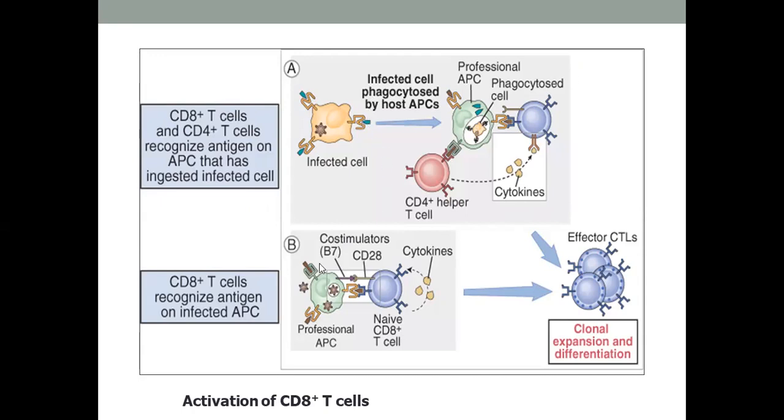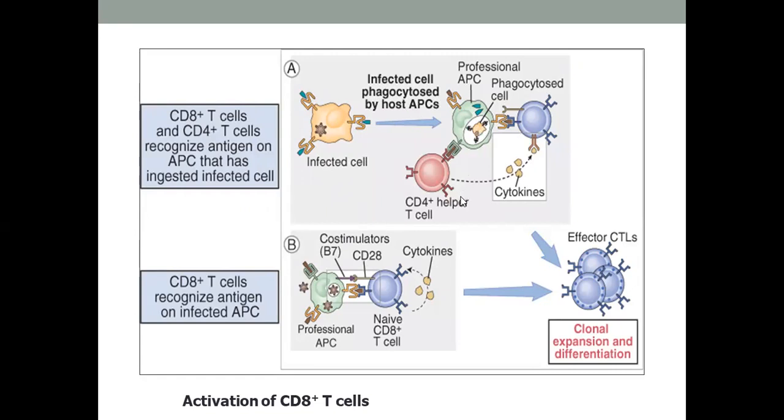This is a similar thing which we have already done. It's showing in the CD4 cells. Now here you can see the infected cells phagocytized by the host APC, that is, the macrophages and other WBCs. They represent the antigen after the breakdown, and they become the antigen presenting cells.